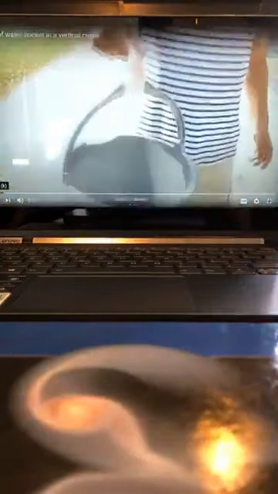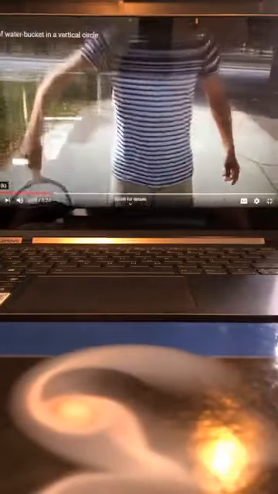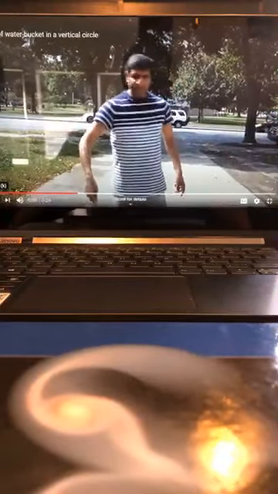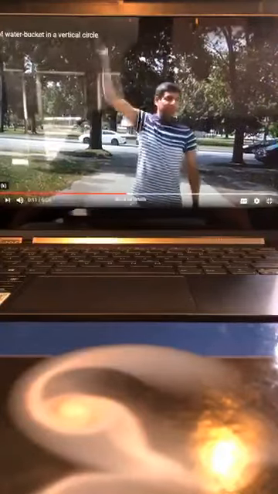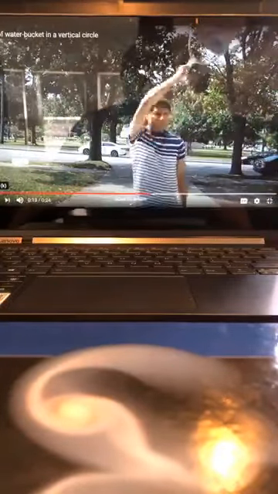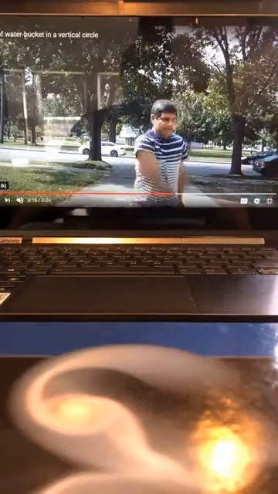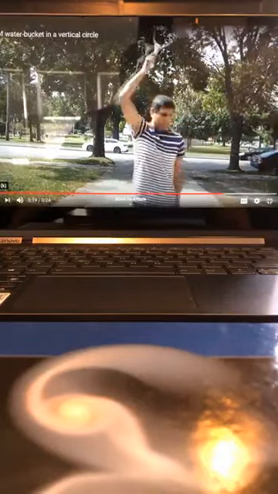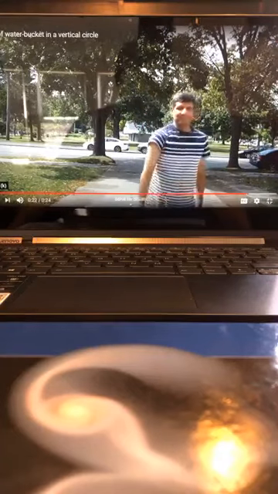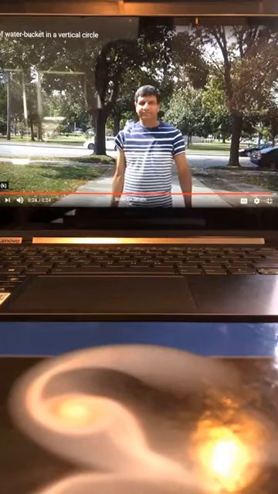So here is water in the bucket. Now I move the bucket in the vertical circle. The water does not spill out even if the bucket is upside down. See? Why? Because the weight of the water just provides the centripetal force required to move in the vertical circle. Okay. I hope you saw that.